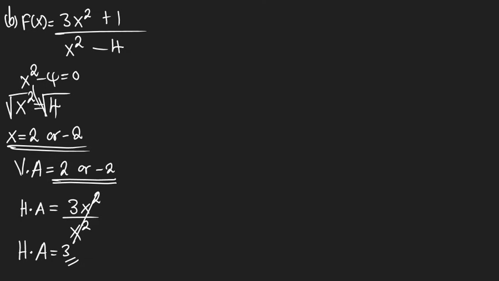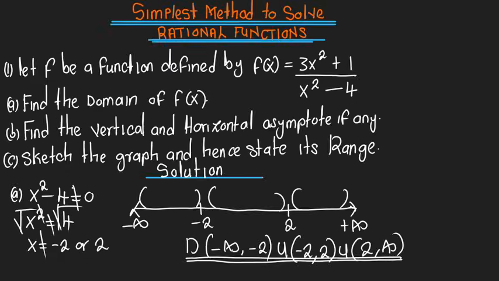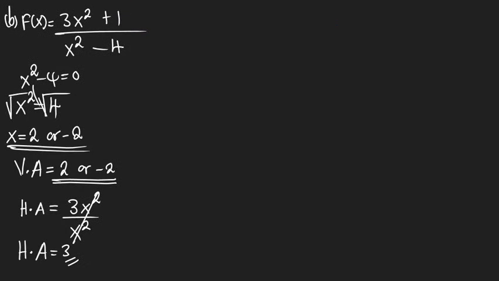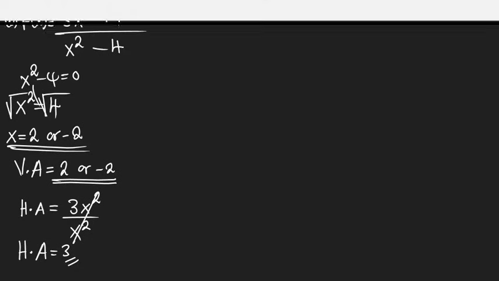The question further goes on to say, sketch the graph and hence state its range. This is what I want. How do you sketch the graph? Simple. Get your vertical asymptotes. So I'm going to get my vertical asymptotes.